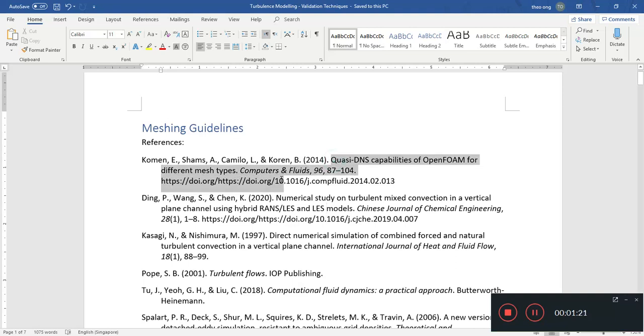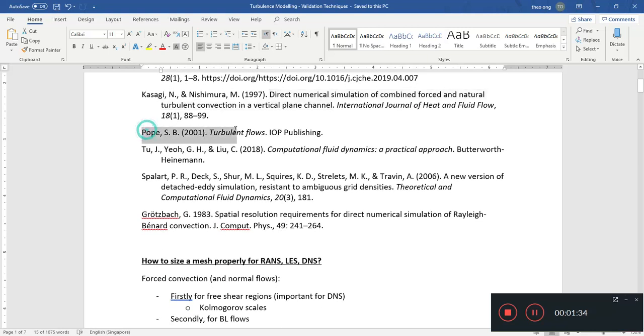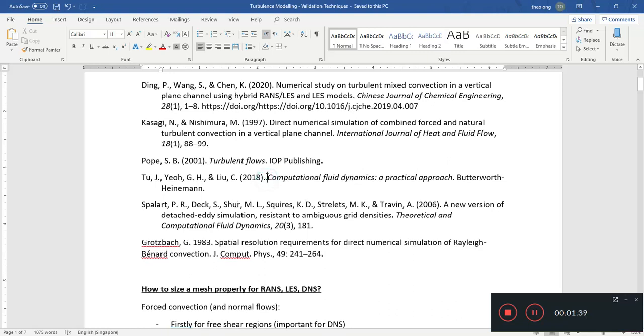They call Quasi-DNS capabilities of OpenFOAM for different mesh types, numerical study on turbulent mixed convection, hybrid RANS, LES, DNS of combined natural and turbulent convection in a vertical plane channel. Of course, Stephen P. Pope's famous book on turbulent flows. Then you have the CFD practical approach by Yeoh and Tu, and a new version of detached-eddy simulation. This is the DDES model.